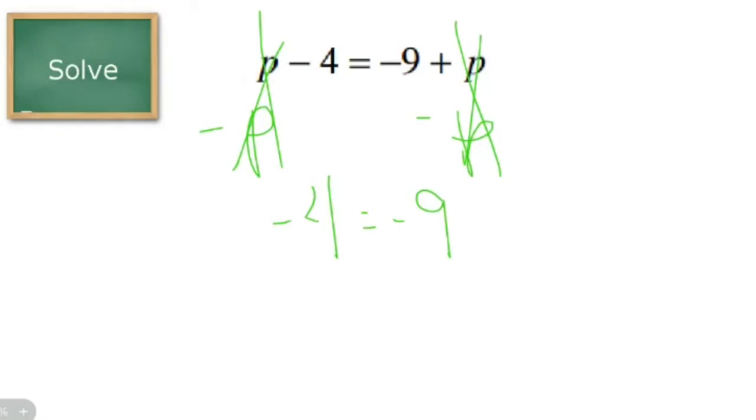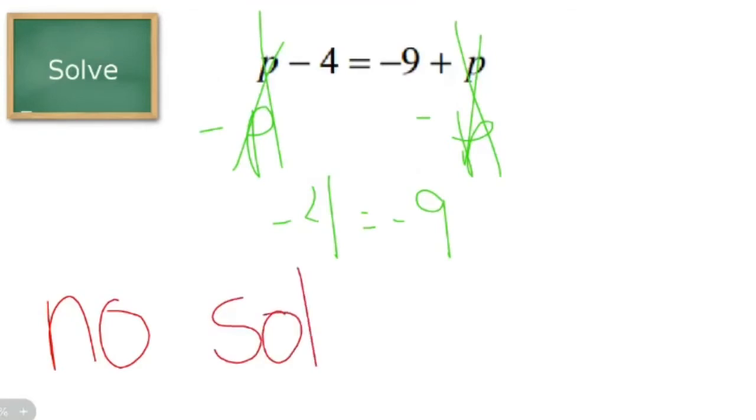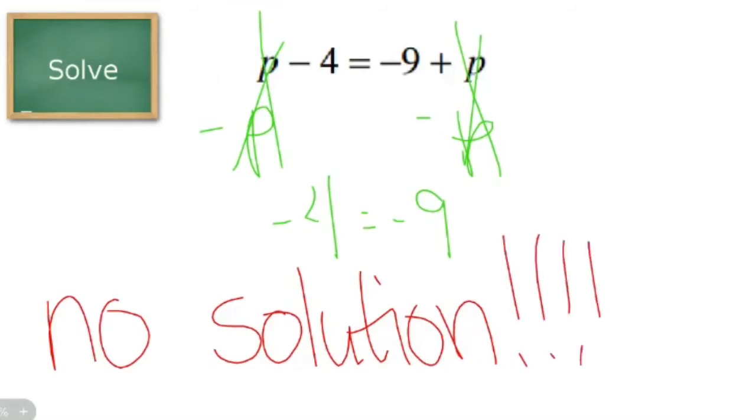But I have -4 equals -9. Let me see. Let me get my calculator out. Does -4 equal 9? It doesn't. Goodness me. Well, that can't be. It looks like there's no P value that I can plug a number in and get an answer. So I'm going to write in red letters, no solution. Now we're even. See, it's no solution because the variables disappeared.